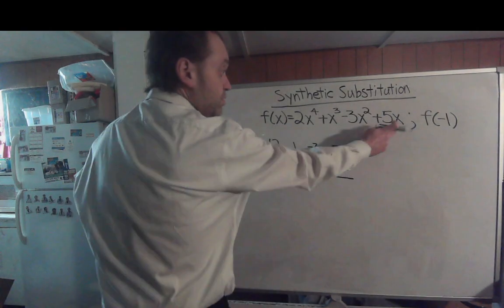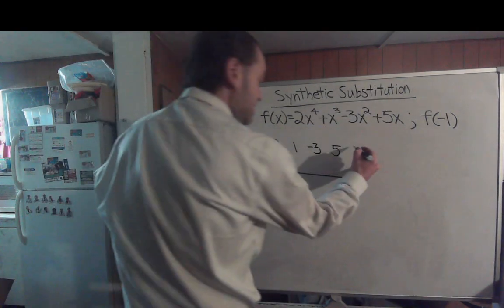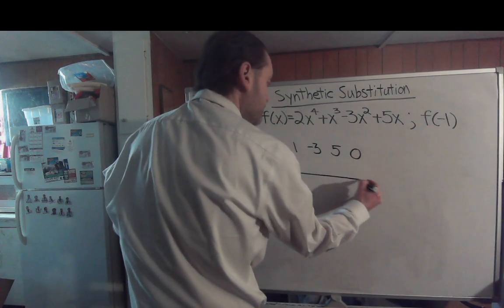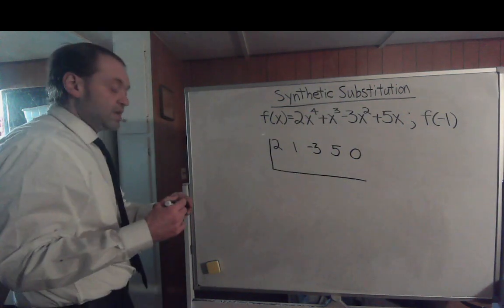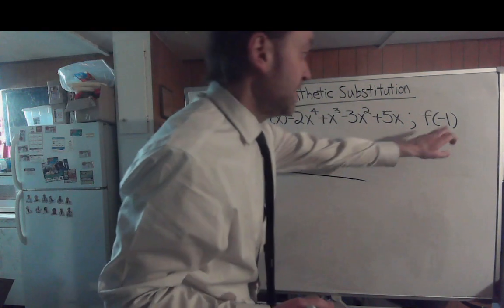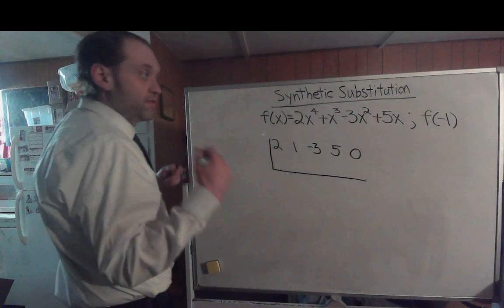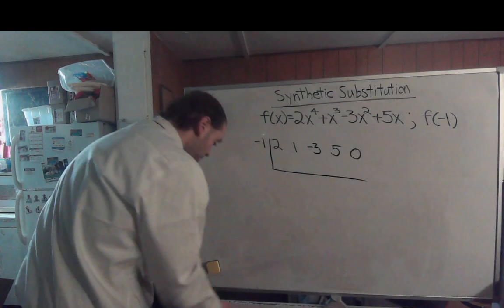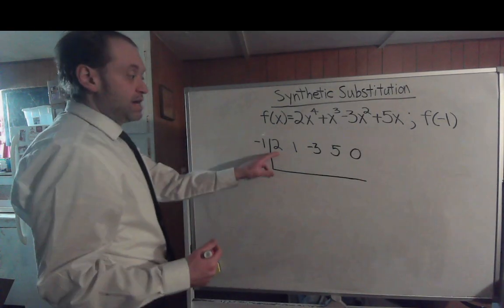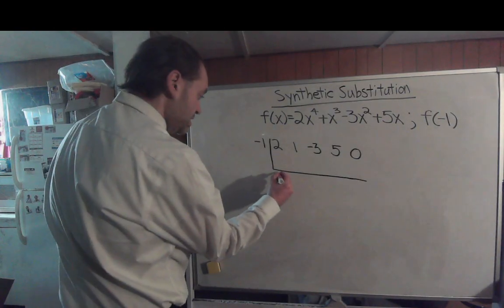Well, if you have no constant term in your function, then the constant term is 0. You still have to account for a constant term, so that's going to be 0 at the top here. And then we'll take the value of x that we're trying to find the value of the function for. We'll put the -1 over here. So now we have this all set up. Bring down that 2 from the top.